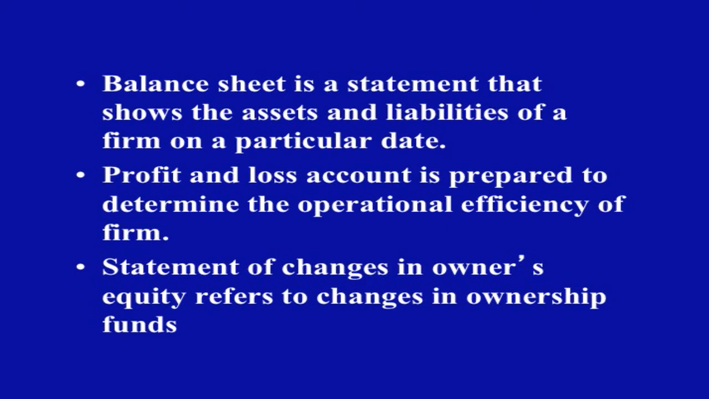It is prepared to determine the operational efficiency of the business concern, that is income, expenditure and various other aspects relating to the operational aspects of the business concern. Balance sheet shows on a particular date what is the asset and liability position, whereas the income statement shows the result of the operational activity, that is either the profit or the loss that is generated by the business enterprise. These statements are very essential to take any sort of financial decisions.